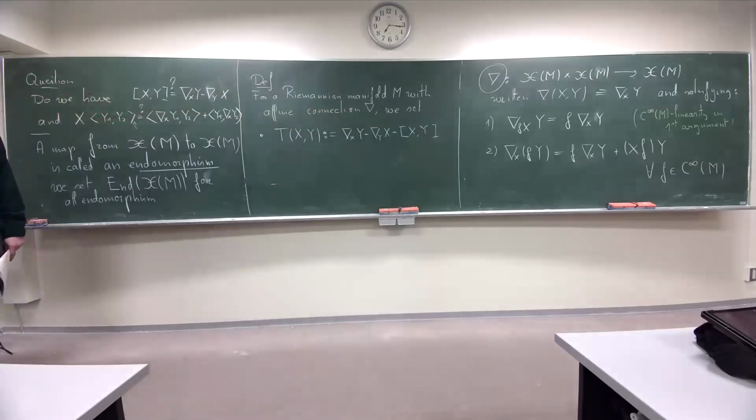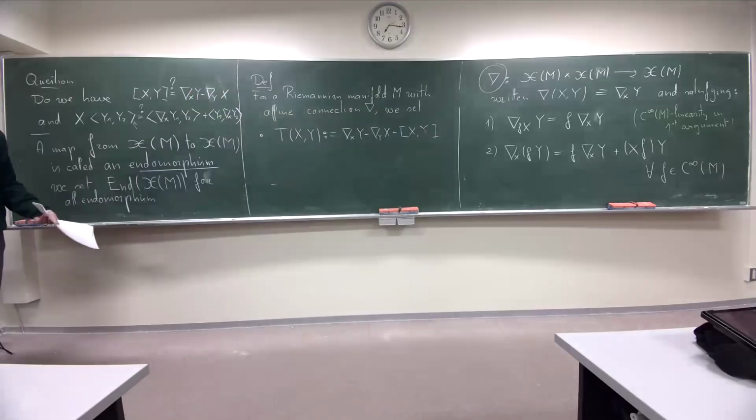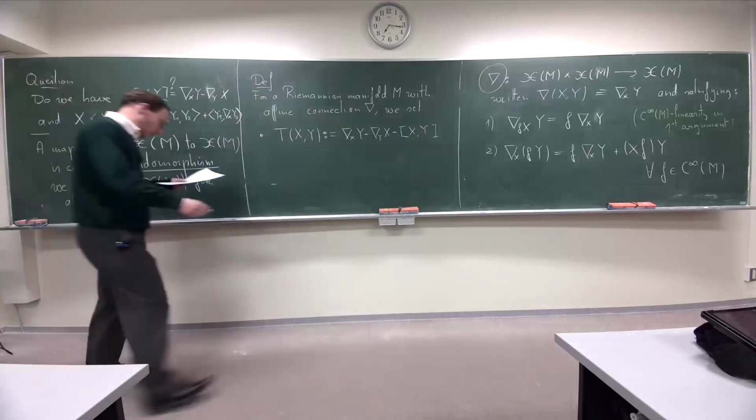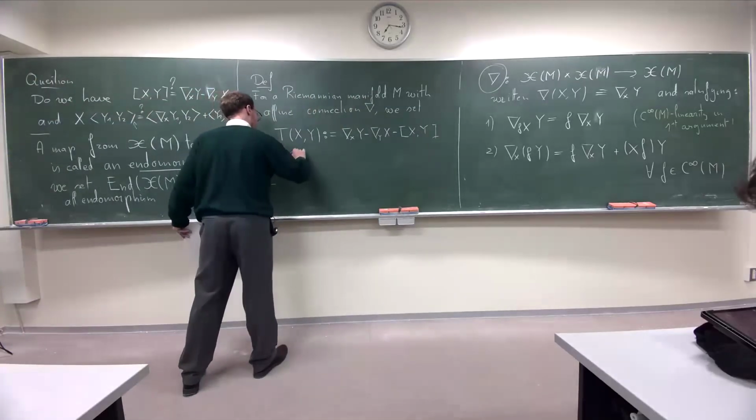So probably you can directly answer the first question. Is it always zero, or do we always have this equality? I wouldn't give this as a definition if this is always zero. So for sure, it's not always zero. Otherwise, I wouldn't define it. And this is called the torsion. We will come back to this. It's called the torsion.